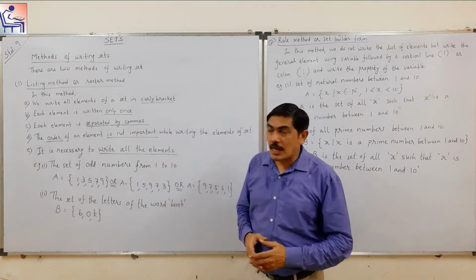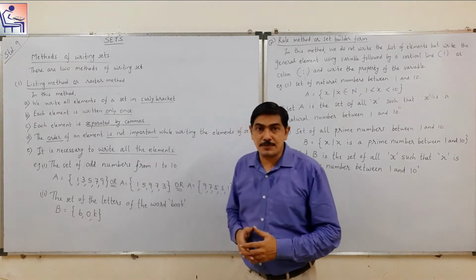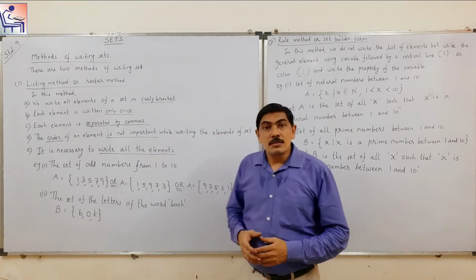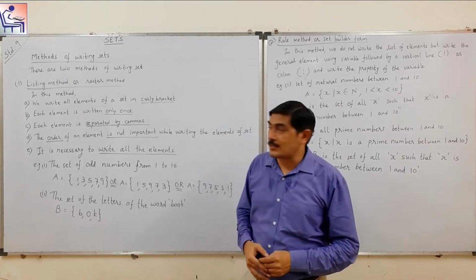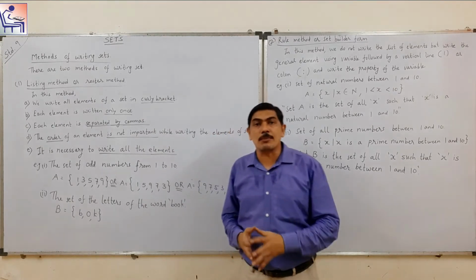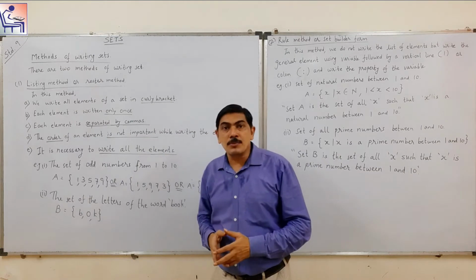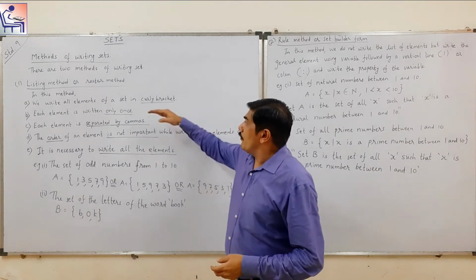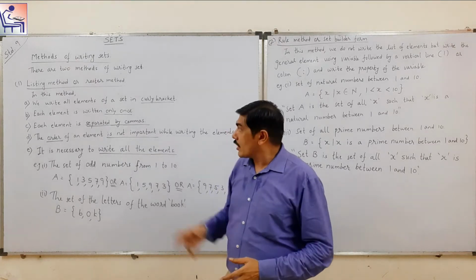We have to understand now the methods of writing sets. Here there are two methods of writing sets. The first method is listing method or roster method. In this method we have to follow some rules. Here we write all elements of a set in curly bracket.